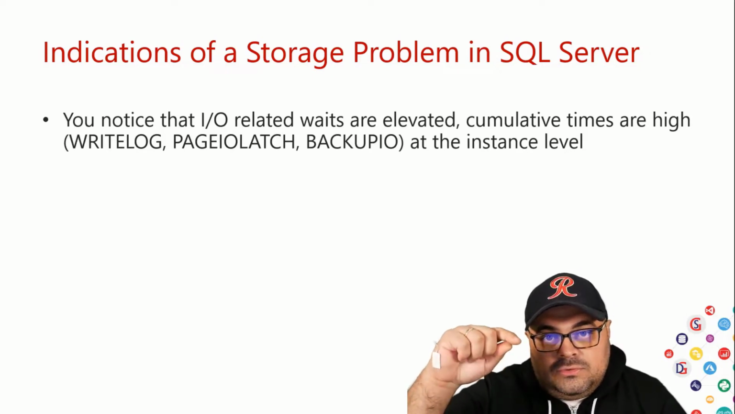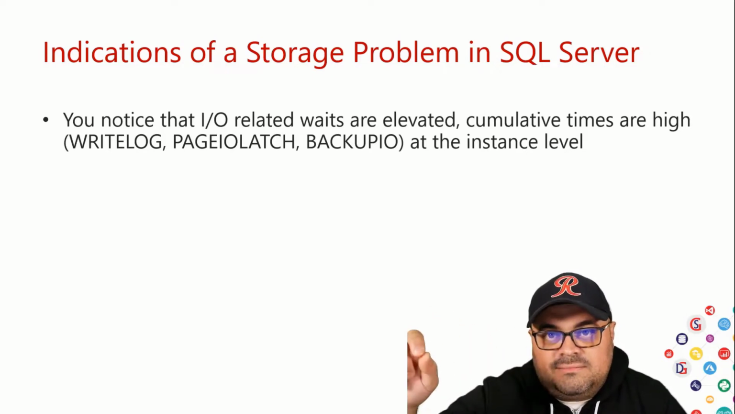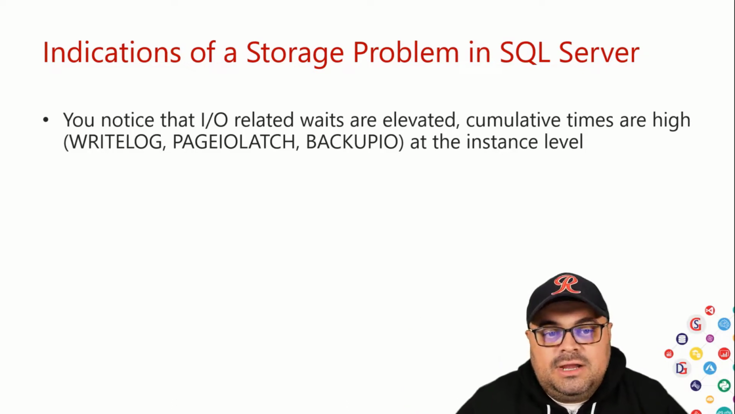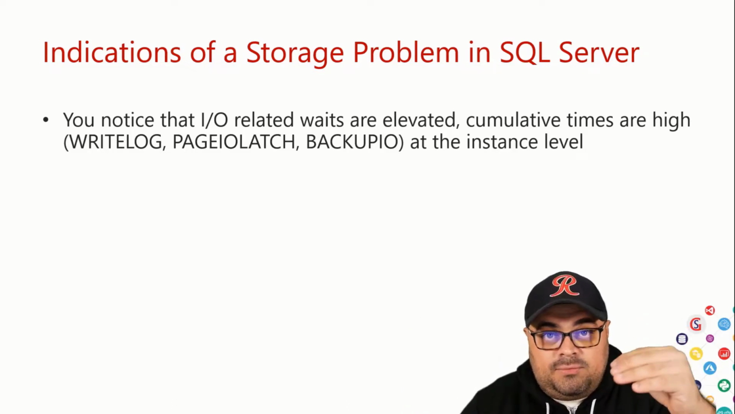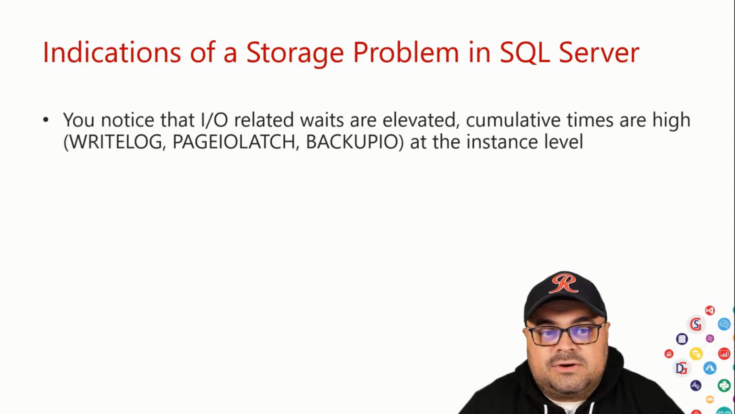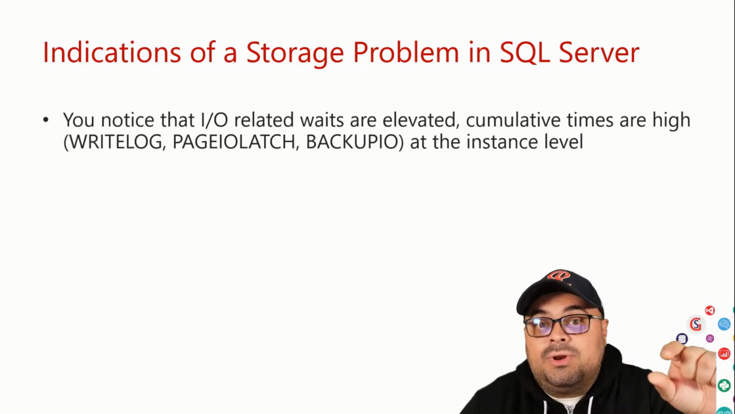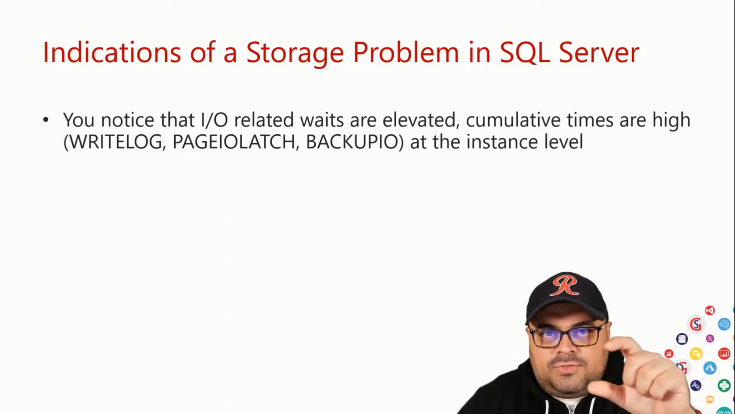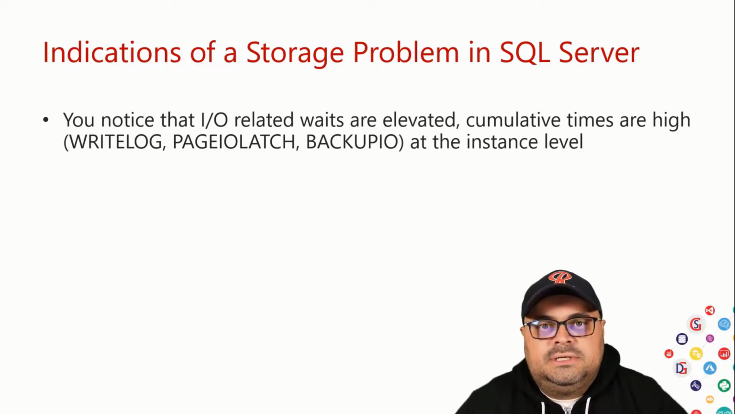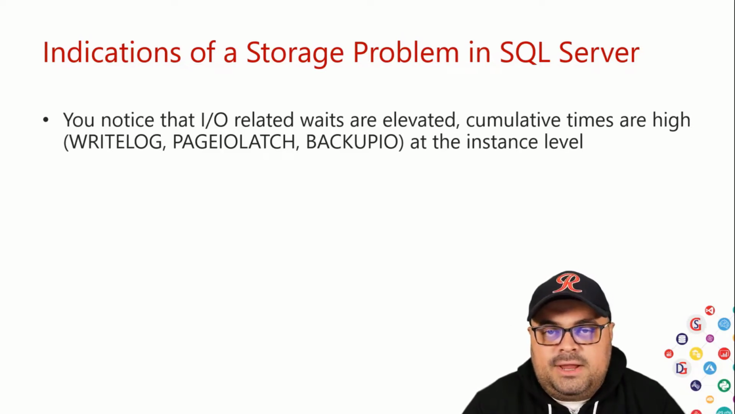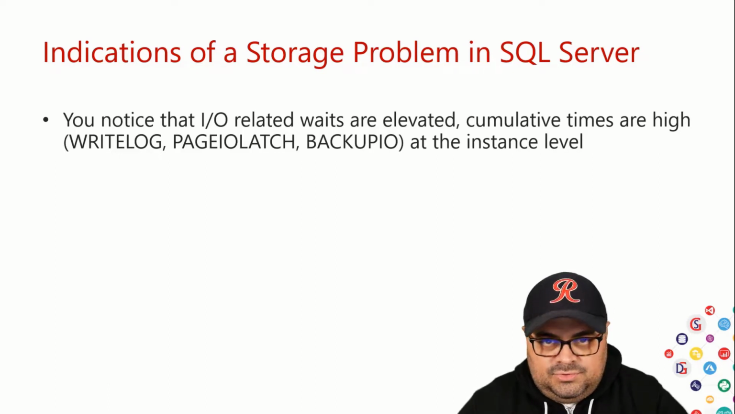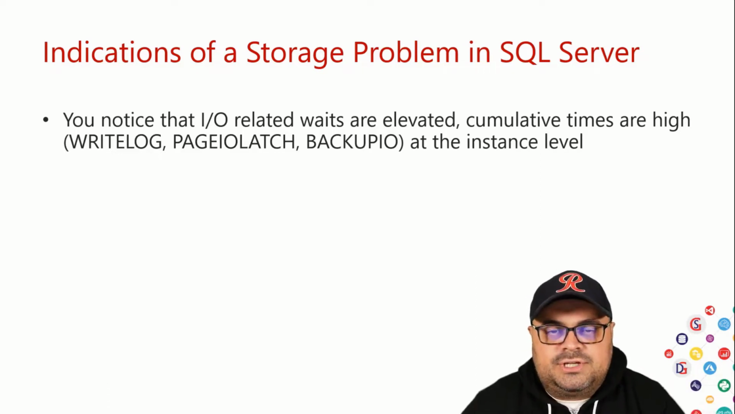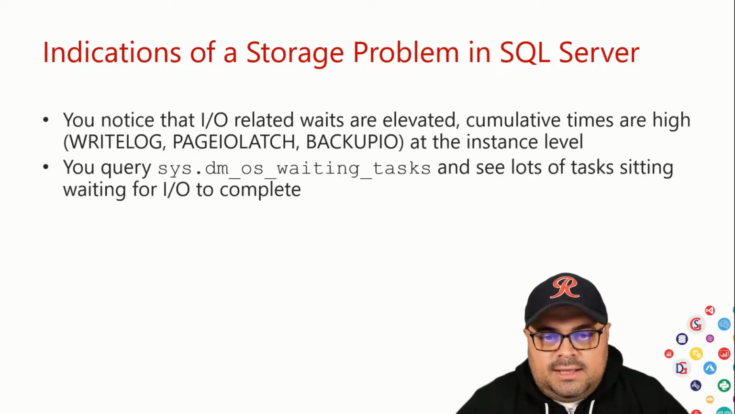And so if you query your DMVs at the instance level to tell you what the waits are, and you notice that at the very top of the waits, when you order them by number of waits, you start noticing that IO-related waits are at the very top, like WRITELOG or PAGEIOLATCH or BACKUPIO or maybe BACKUPBUFFER, those are clear indications that your system is actually under pressure from the IO subsystem side. And so you need to start troubleshooting your storage subsystem and figure out exactly what's going on.